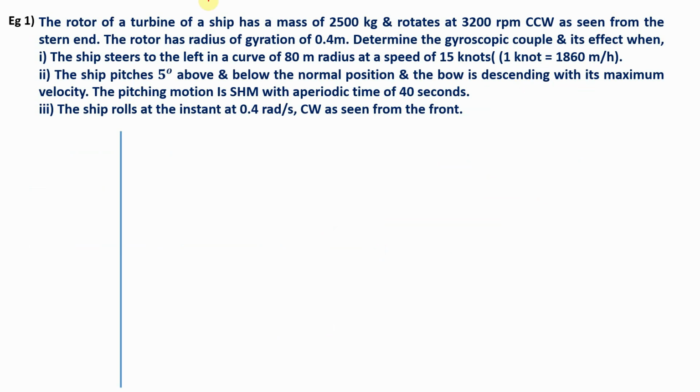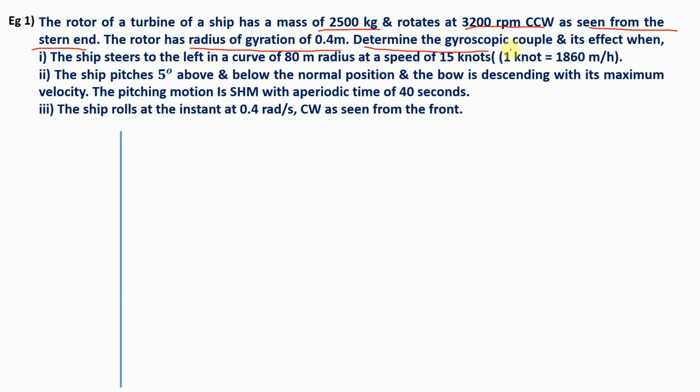So let us solve one numerical. The rotor of a turbine of a ship has a mass of 2500 kg and it rotates at 3200 rpm counterclockwise as seen from the stern end. Stern end means back end. The rotor has radius of gyration of 0.4 meters.